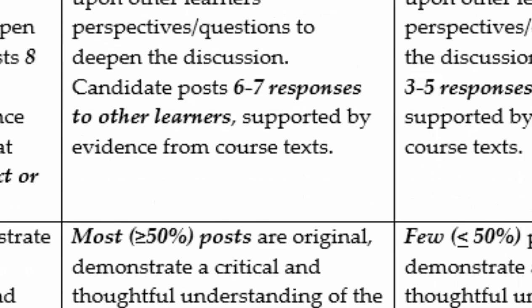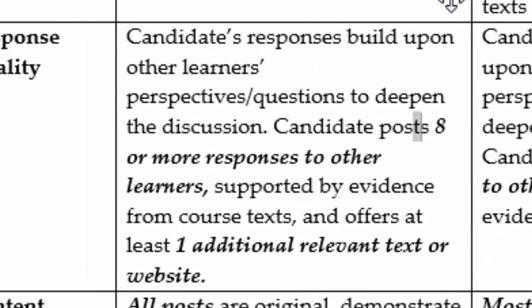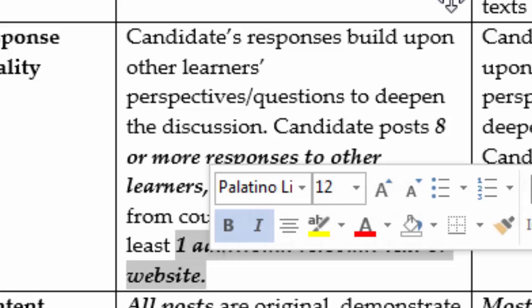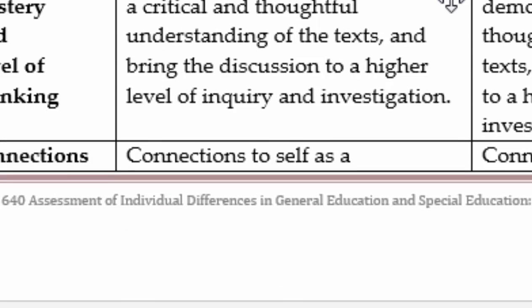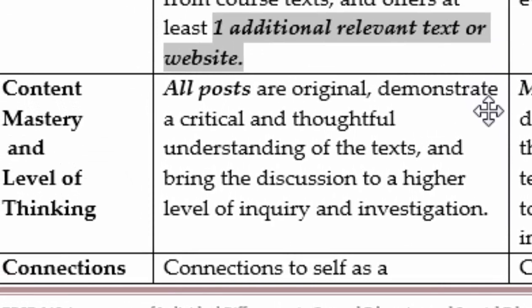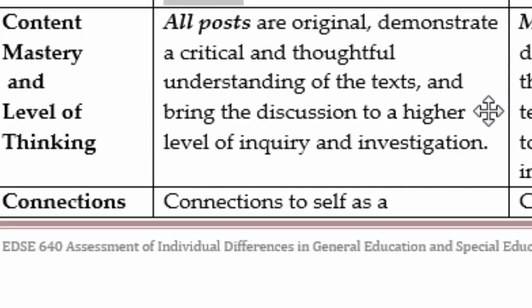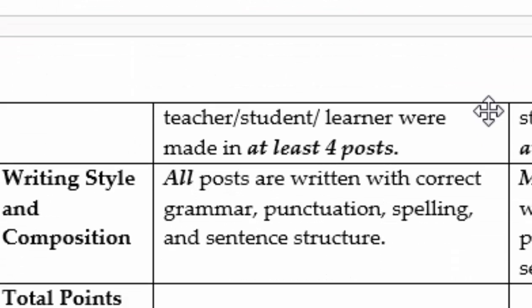Okay, so you have to make 8 responses, as I mentioned, and you need to reference 1 additional text or website in all of your 8 responses. Content mastery. Okay, all your posts should show that you understand what you're reading. So when you're responding to your colleagues, make some points from the text, which will show the grader that you are making connections to what you've read. And then, of course, all posts are written with correct grammar, punctuation, spelling, and sentence structure.